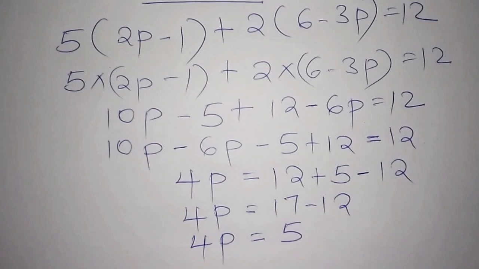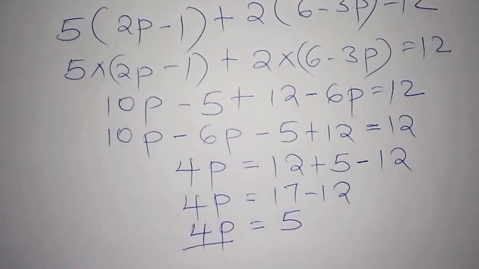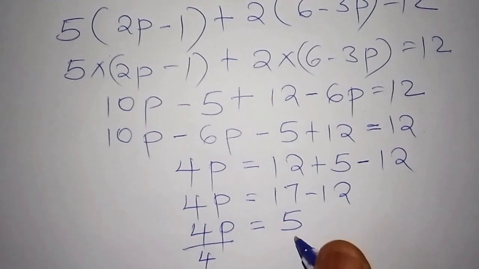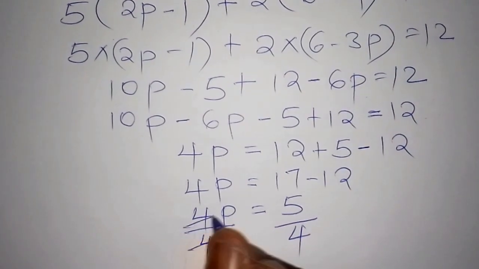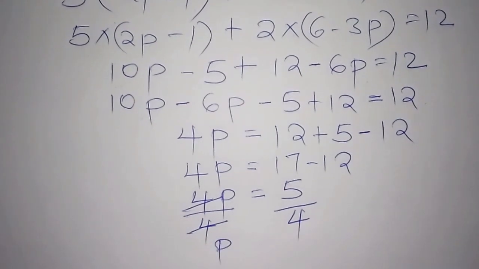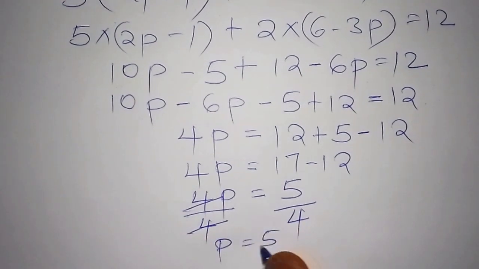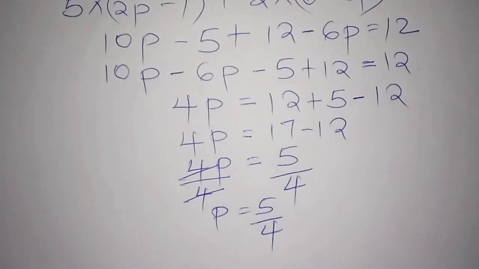So how do you work out the value of p? It is very simple. We shall divide both sides by 4. So here by 4, here also by 4. So from there, 4 and 4 will cancel each other like that. So now our p here is equals to 5 over 4. So p is equals to 5 over 4.